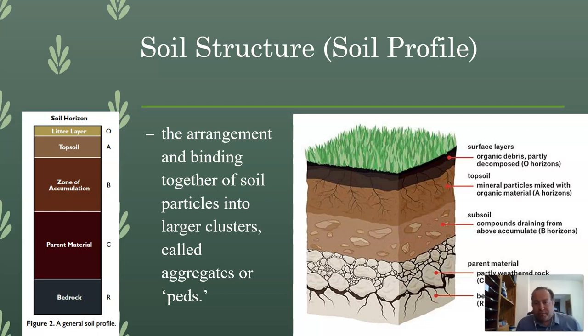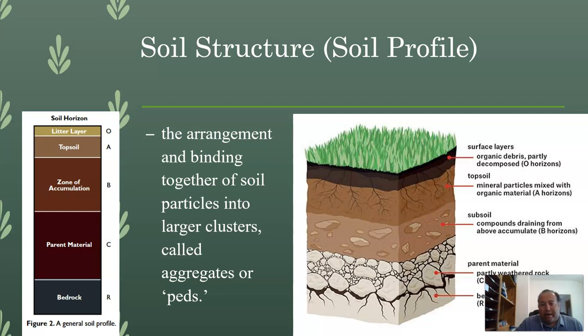So our soil structure, another way to think about that, is our soil profile. We have horizons, or layers, within the soil. We're going to have an organic layer or a litter layer at the top, a topsoil layer, and our subsoil, which on this chart is also called the zone of accumulation. Then we're going to have our parent material layer, and then bedrock. Structure is just the arrangement and binding together of the soil particles into large clusters called aggregates or peds. So the soil has these different layers.